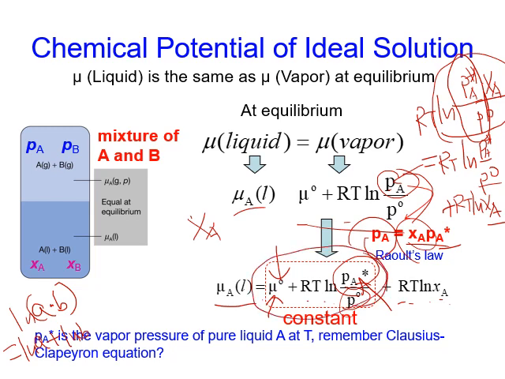The only thing that can change is the mole fraction. So when you change mole fraction, the chemical potential of A in the solution also changes. But the whole thing here is a constant. In the next slide, we're going to show you this has a physical meaning, and this is actually the chemical potential for pure A, liquid A, when it's pure.